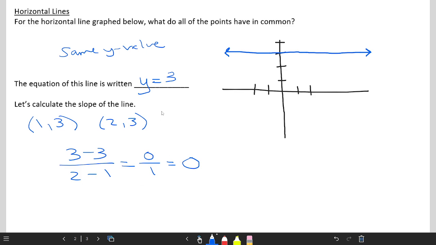If you think about it, it's like measuring the steepness from left to right. So we said that a line that increases from left to right will have a positive slope. A line that decreases from left to right will have a negative slope. This one is not increasing or decreasing from left to right, so the slope is 0.